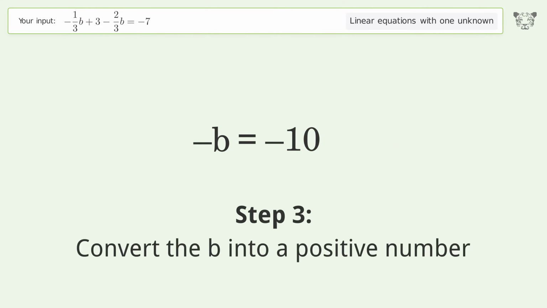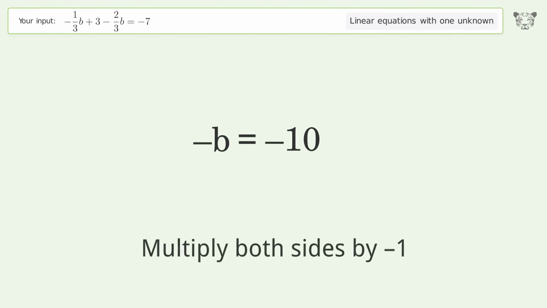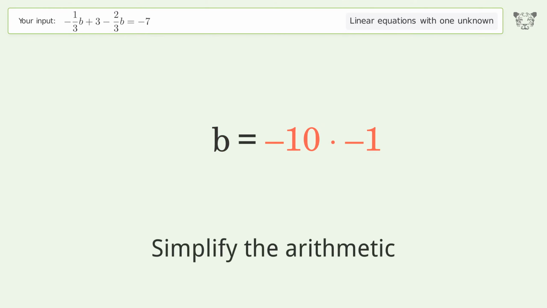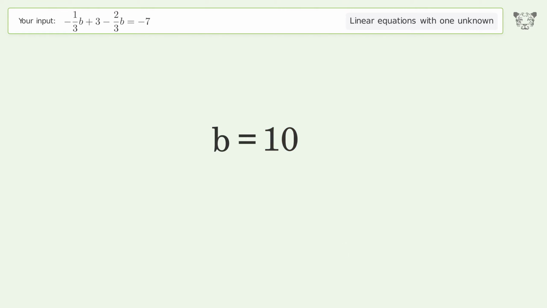Convert the b into a positive number. Multiply both sides by -1. Remove the ones. Simplify the arithmetic. And so the final result is b equals 10.